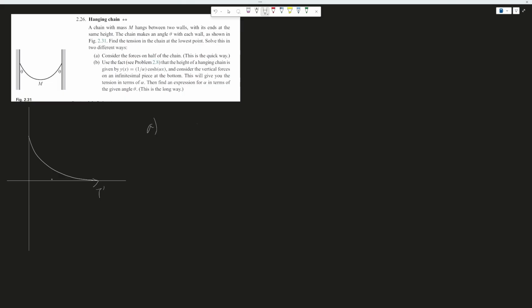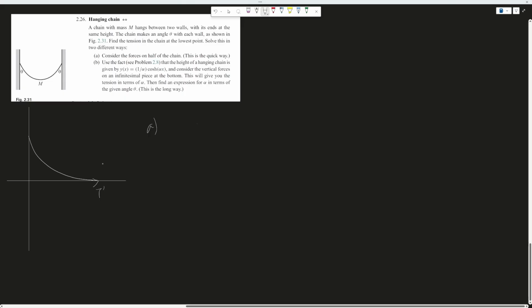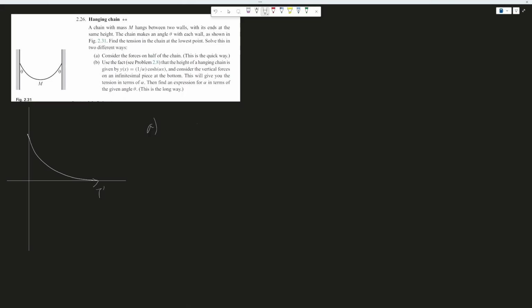So now let's look at this half of the chain. What forces does it experience? Well, first, it experiences a tension force at the bottom, right? Pulling right, directly horizontal. And then there's also this other force between the wall and the rope that's pulling on the rope, and the rope itself has weight. Because this is half of the chain, the mass is basically half, so the weight is half mg. And so now let's balance the forces.